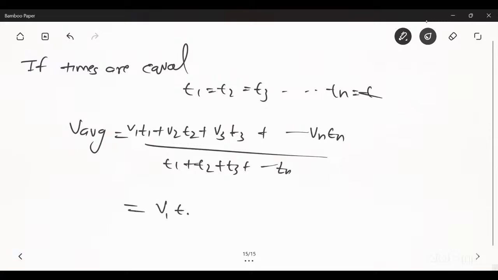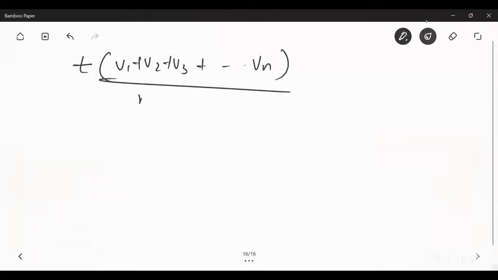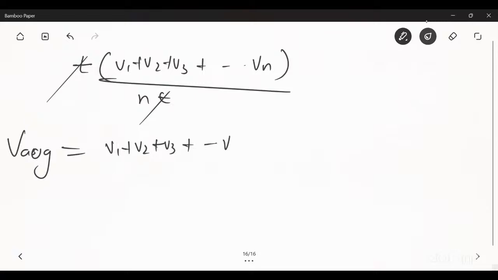So since the times are equal, we get V1 T plus V2 T plus V3 T plus up to Vn T upon T plus T plus T, n times. If I take T common, we will get V1 plus V2 plus V3 up to Vn by n, and the T is cancelled by T. So if time is equal, we get the average speed as V1 plus V2 plus V3 plus up to Vn by n.